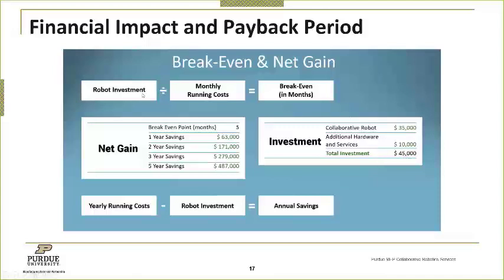So you take that total investment divided by your monthly running cost, which if you remember from the last slide was $9,000. 45,000 divided by 9,000, 5 months. That's how long it would take to break even. Now say, well, that's just the purchase price. Use my rule of thumb of 2 to 2.5. So you multiply that total investment by 2, you get $90,000. So now your break even is 10 months.